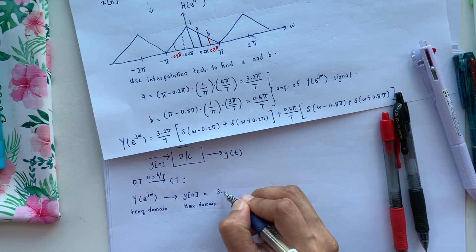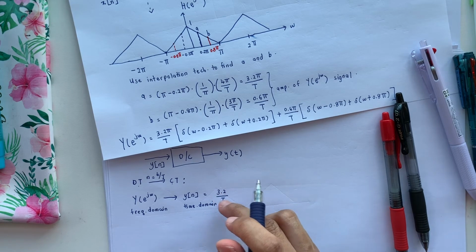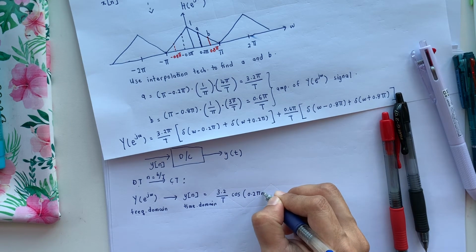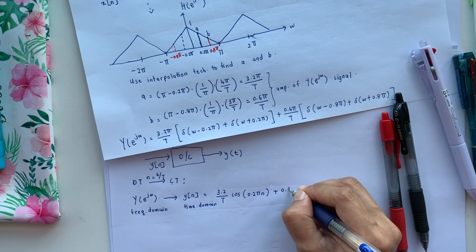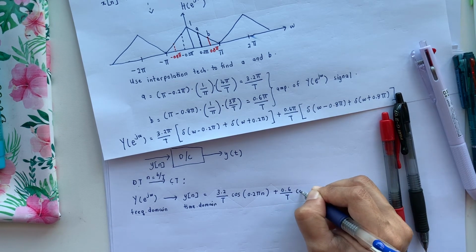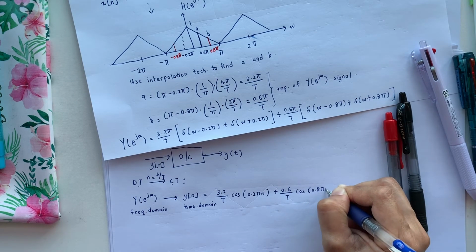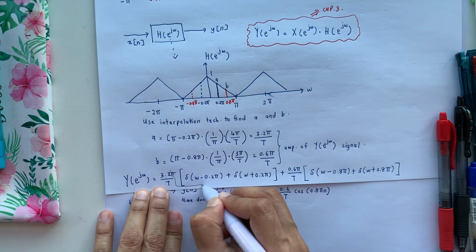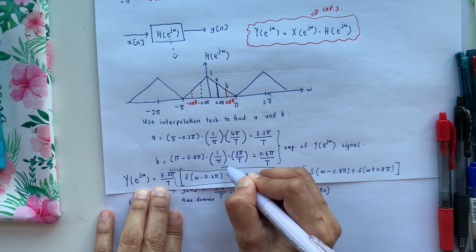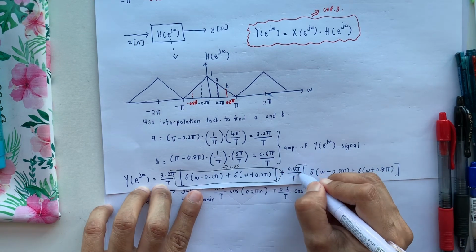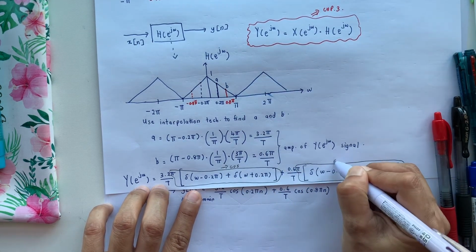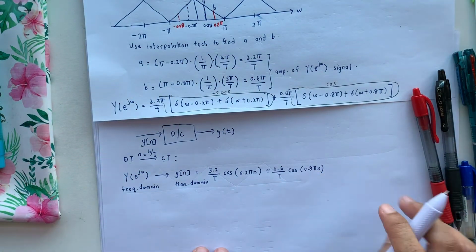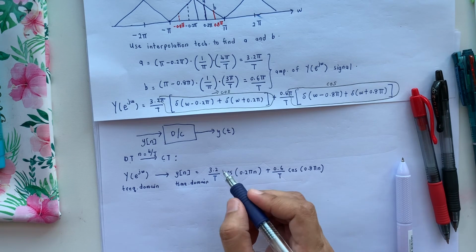So what's left is your amplitude: 3.2 over T cos 0.2 pi n plus 0.6 over T cos 0.8 pi n. If you're still confused, pi delta, this one belongs to cos. Pi delta, this one belongs to cos. Alright, so because of this, we have this one.